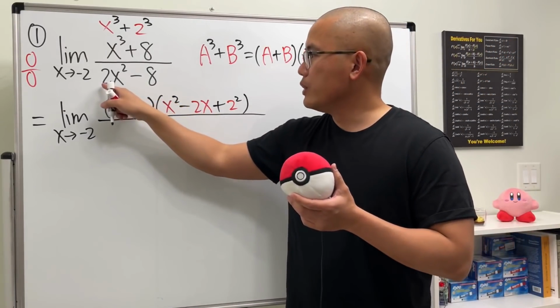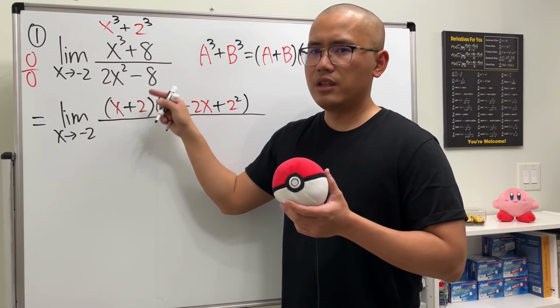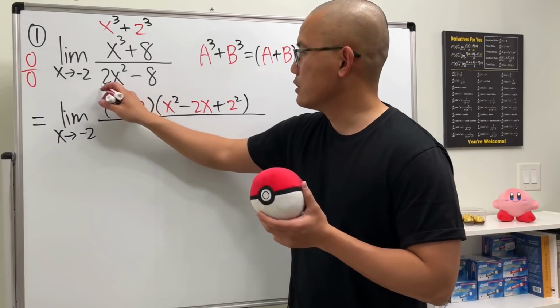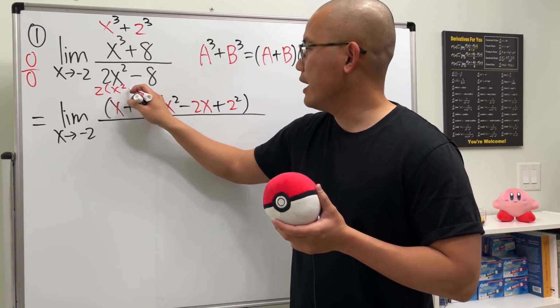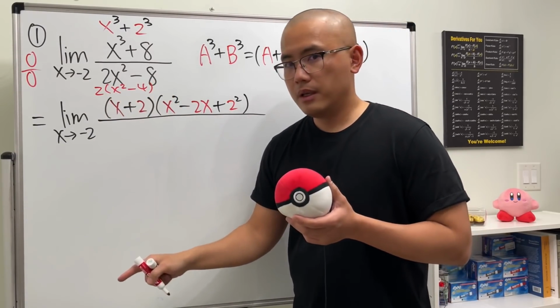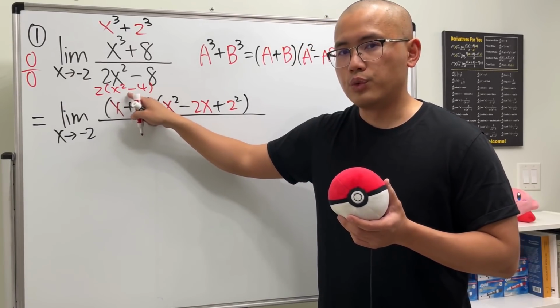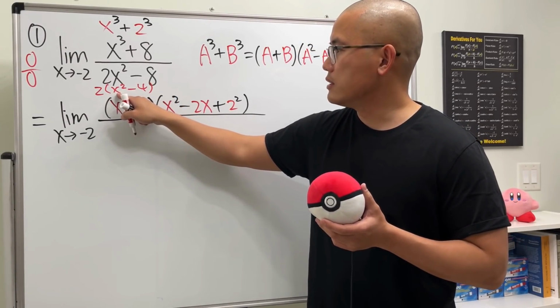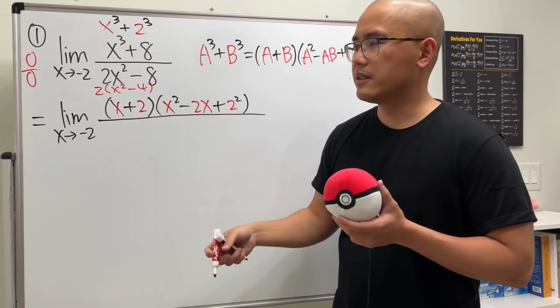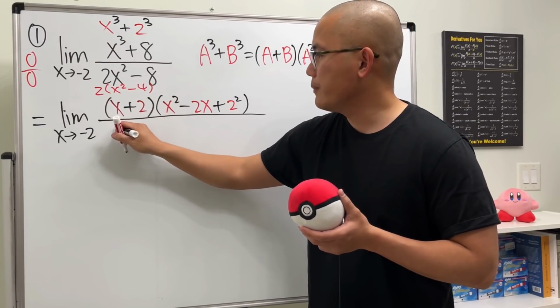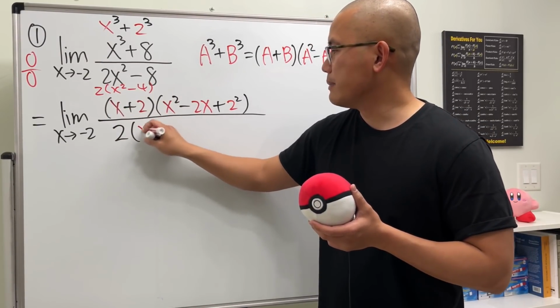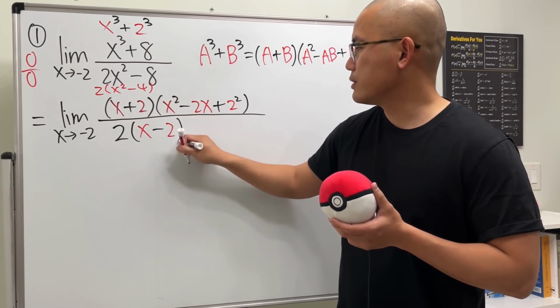Now for the bottom, we see that we have 2 and 8 right here, so we can factor out 2 first. So let me put it down, and then we will get x squared minus 4. This is the difference of 2 squares. So this is x squared minus 2 squared, so we can factor this, and we will get the 2 right here, and then we will just get x minus 2 times x plus 2.